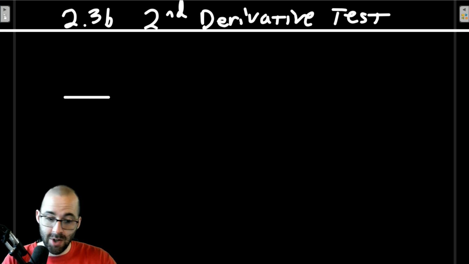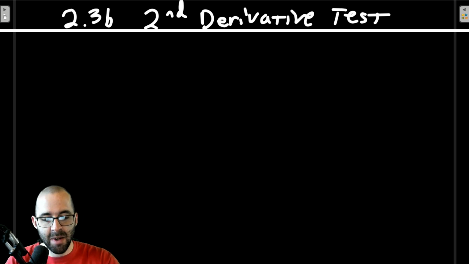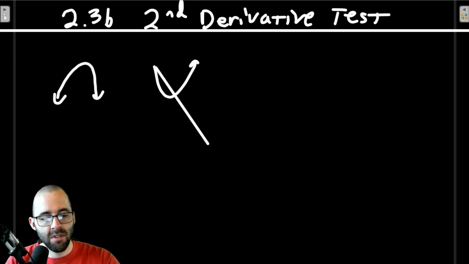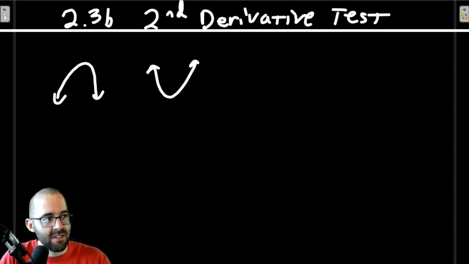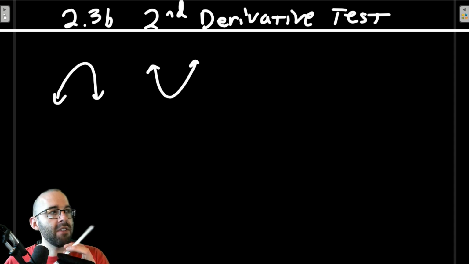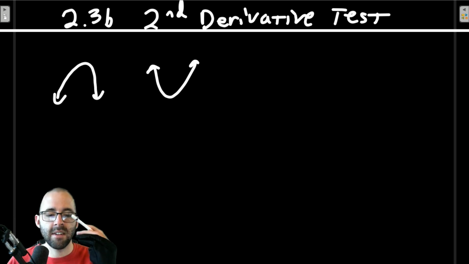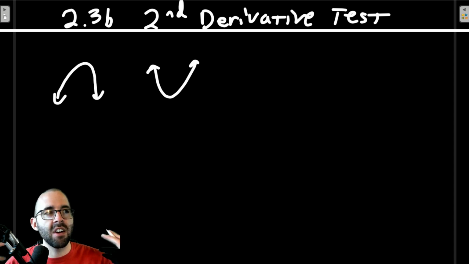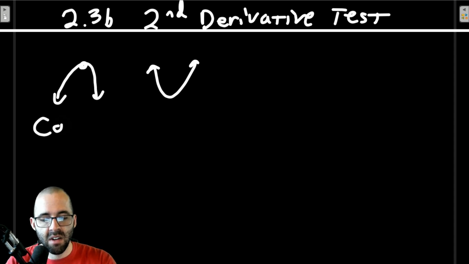If I have a local maximum, what can we say about the second derivative? If I have a local minimum, what can we say about the second derivative? The first derivative has to do with increasing or decreasing. If you have a positive first derivative, the function is increasing. If you have a negative first derivative, the function is decreasing. Remember, the second derivative is concavity. So if we have a local maximum, this is concave down.